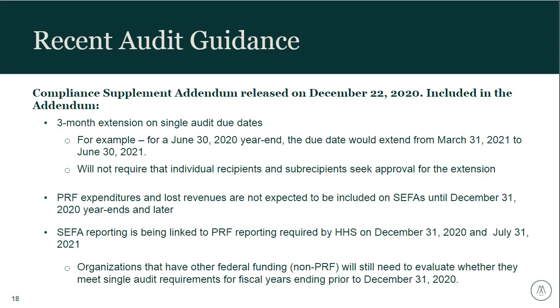It's not going to be incorrect if that happens, because that's how HHS is currently requiring that the SEFA reporting be done. Just another reminder, to the extent June or September or other fiscal year ends fall prior to December 31, if you did have any other federal funding that was non-PRF, and it does meet the threshold to trigger a single audit, make sure that those are moving forward as needed, because the recognition to the SEFA really only applies to the PRF program.